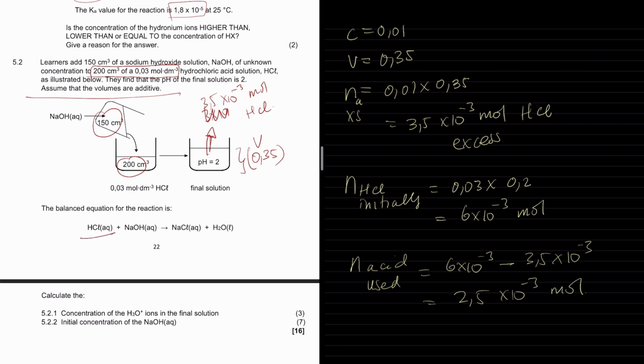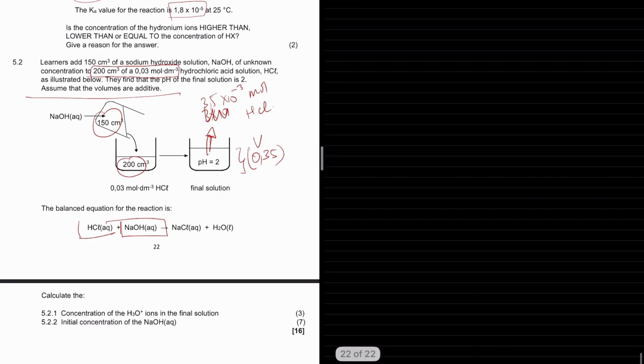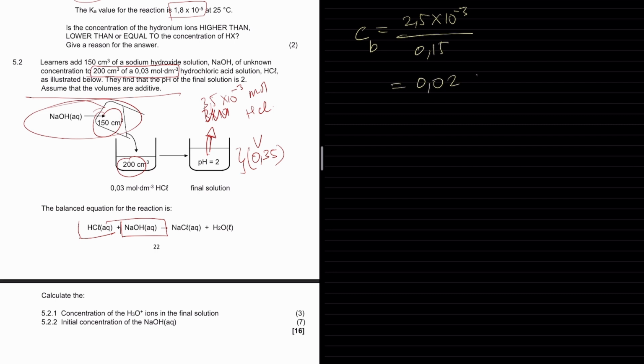Now that I know the number of moles that was used, I can do a mole ratio to calculate the number of moles of the base. Since the ratio is 1 to 1, the number of moles of NaOH is also going to be 2.5 times 10 to the minus 3 moles. Now that I know the number of moles and the volume of the NaOH, I can calculate the concentration. So the concentration of the base is 2.5 times 10 to the minus 3 divided by the volume 0.15, which is 0.02 moles per dm cubed.